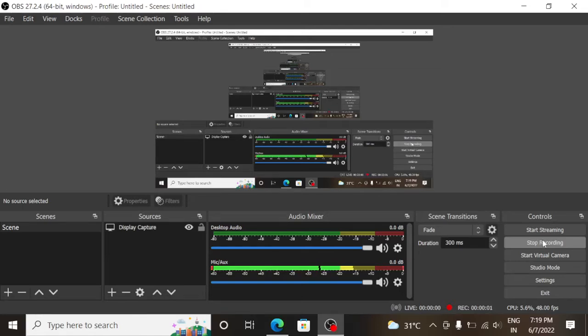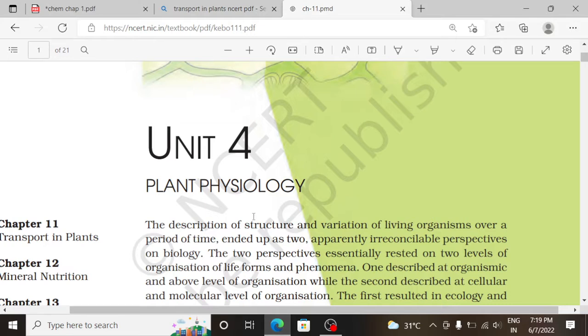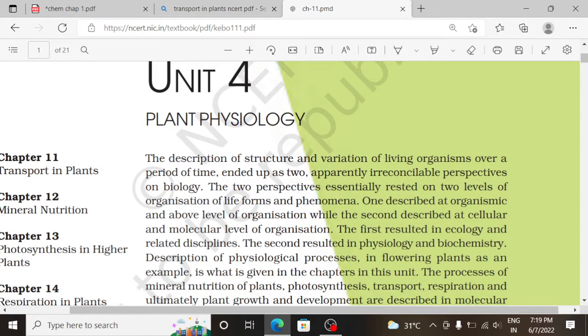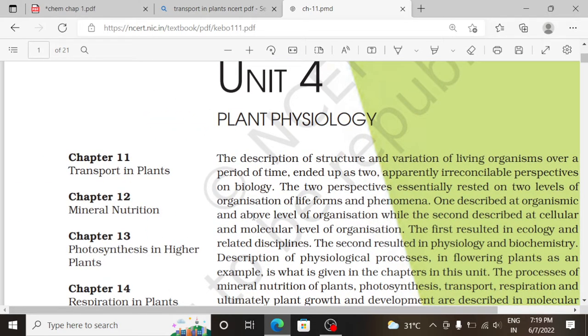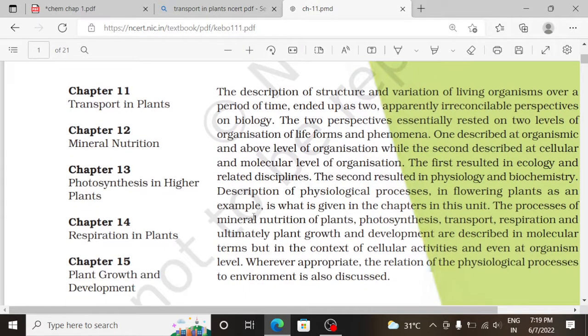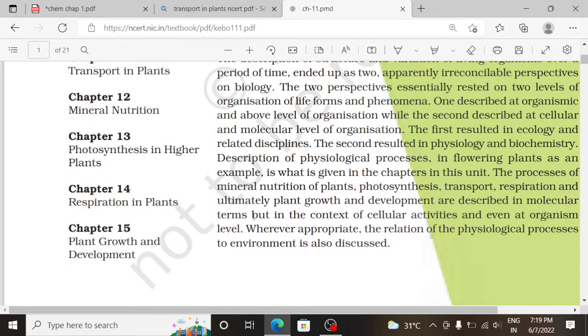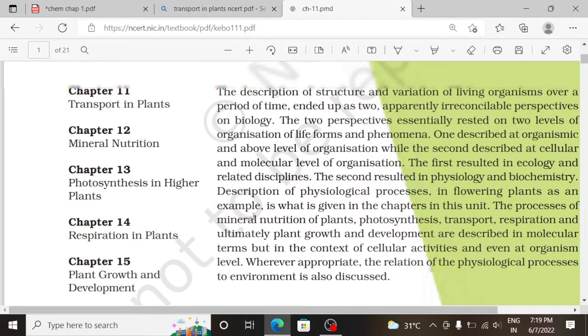Hello everyone, today we are going to start Unit 4 of Class 11 Biology. Unit 4 is about plant physiology, and in that we are going to learn about the chapters Transport in Plants, Chapter 12 Mineral Nutrition, Chapter 13 Photosynthesis in Higher Plants, Chapter 14 Respiration in Plants, and Chapter 15 Plant Growth and Development.